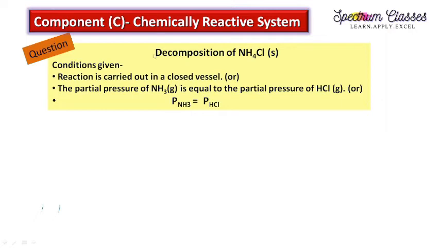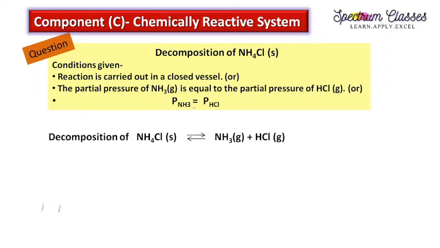Suppose we are having a question in which decomposition of NH4Cl solid is given, and the conditions are reaction is carried out in a closed vessel. It can be given like this, or this condition can also be written like this: the partial pressure of NH3 gas is equal to the partial pressure of HCl gas. Or these two statements can simply be written like this, that P stands for pressure of NH3 will be equal to pressure of HCl. Right, so out of these three forms, this decomposition of NH4Cl can be given.